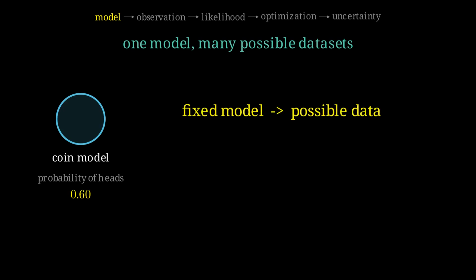This is probability's forward question. Choose a model, then ask what it predicts. The arrow runs from a fixed parameter to possible data. Likelihood begins after one of those possibilities has actually happened.